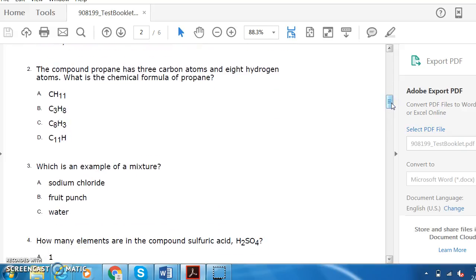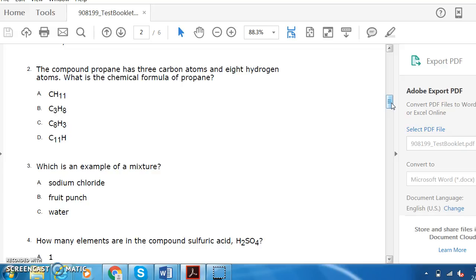Number 2. The compound propane has 3 carbon atoms and 8 hydrogen atoms. What is the chemical formula of propane? A. CH11, B. C3H8, C. C8H3, or D. C11H.